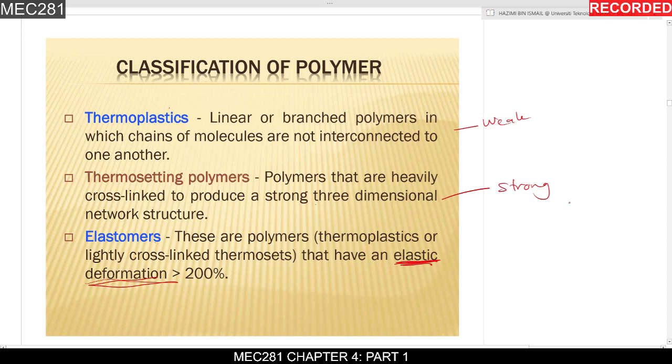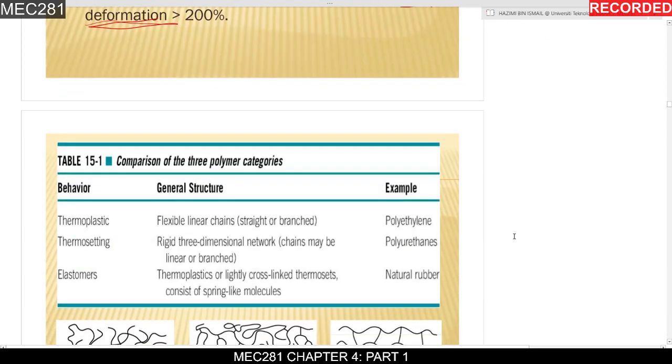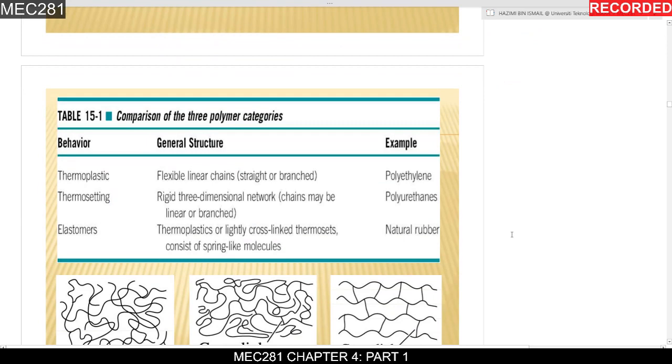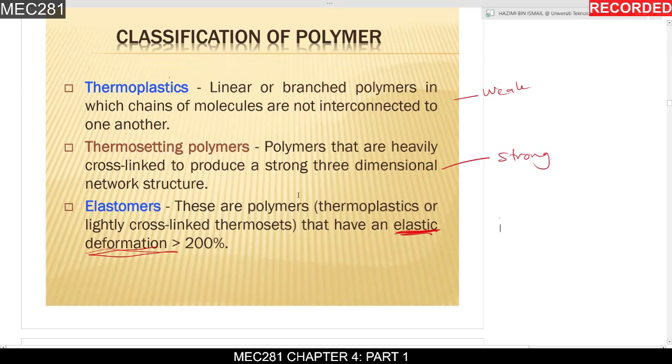Okay, so you can see here thermoplastic and elastomers are siblings, adik-beradik. Thermoplastic dengan elastomers, tapi elastomers elastic lebih mudah lentur. Okay, so this is the general structure as also mentioned in this slide.